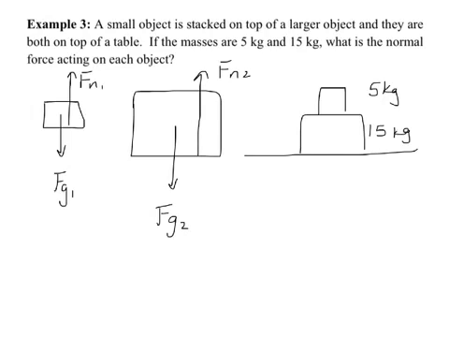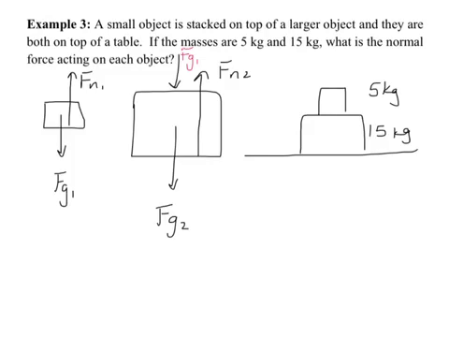But for this problem, we have to remember that the little box pushes down on the big box. So we have to actually show that. So let's put a force pushing down on the big box. And what is that force? Well, it's pretty much the weight of this object. The weight of this object here is pushing down on this one. So this force here is the same as the weight of the smaller object. So FG1 is going to also go up here. So that's our free body diagram for this one.